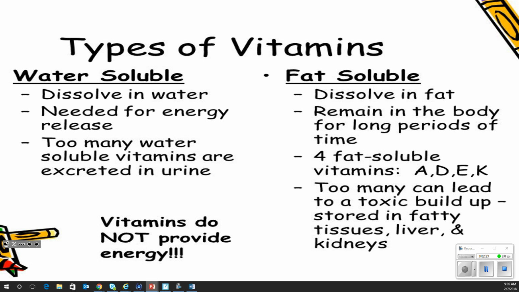Fat soluble, dissolved in fat. They remain in the body for a long period of time. So the four fat solubles are A, D, E, and K. But too many of these can lead to a toxic buildup because they're stored in fatty tissues, the liver and the kidneys. They can cause damage there. So you have to be careful with fat soluble ones.